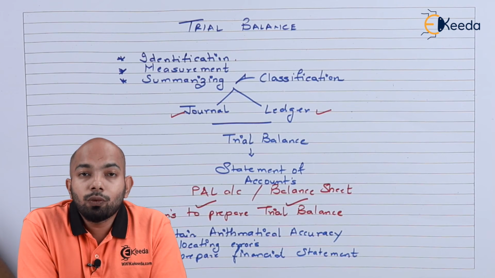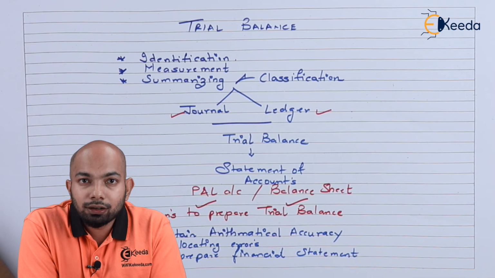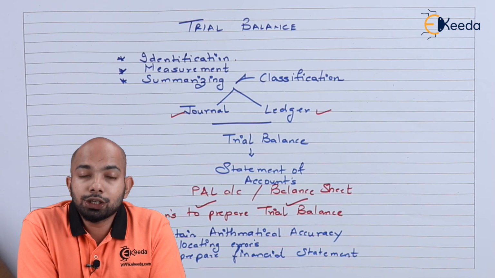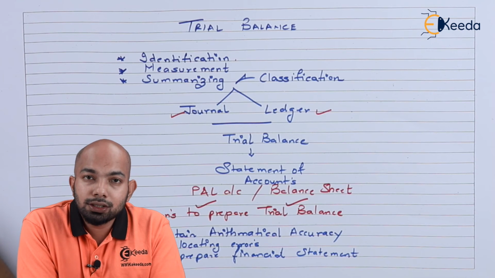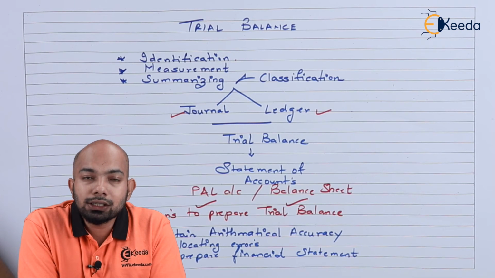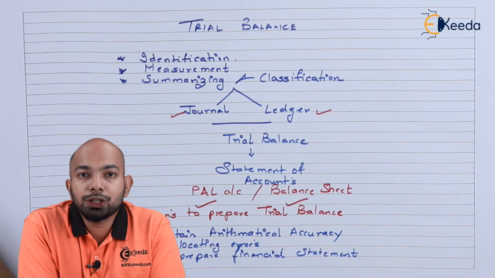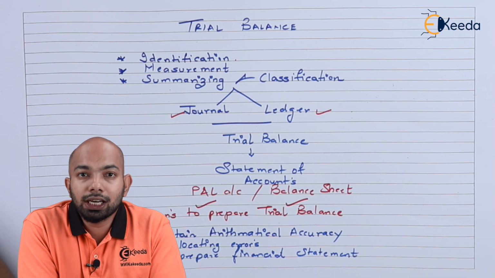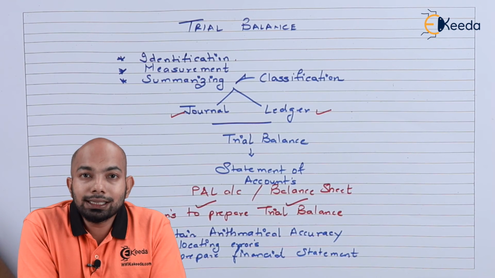So, anything which refers to preparation of trial balance, journal or ledger should always be error-free. These are the three core reasons that we have mentioned: one being arithmetical accuracy, second being locating errors, and because of these two reasons, preparation of financial statements in an error-free way is the third. That is why a trial balance is prepared.